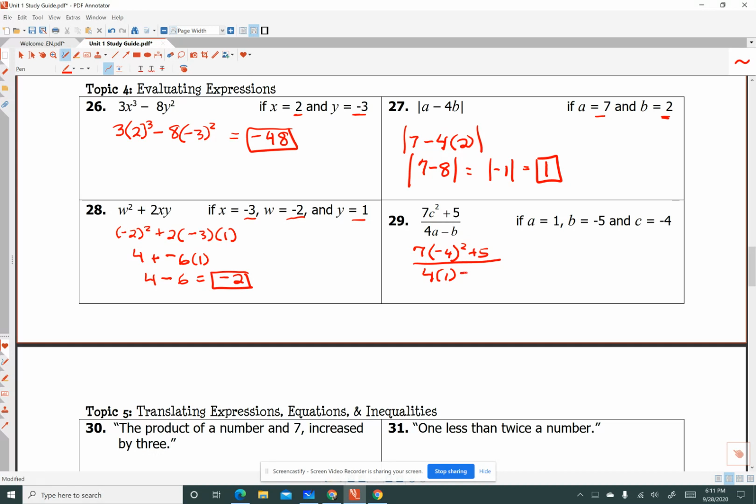Minus negative 5. And let's start evaluating. So we have 7 times 16 plus 5, and subtracting a negative makes them both positive, so that would be 4 plus 5, which equals 117 over 9, which equals 13.